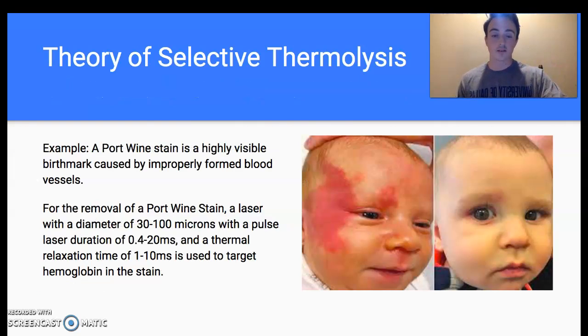In this picture, this baby has been born with a port wine stain, which is a very visible birthmark, and it's formed due to improperly formed blood vessels. To remove them, in one example, a laser with a diameter of 30 to 100 microns, with a pulse duration of 0.4 to 20 milliseconds and a thermal relaxation time of 1 to 10 milliseconds, is used to target the hemoglobin molecules in the stain. This destroys them and allows the baby to not have this scar or birthmark on its face for its whole life.